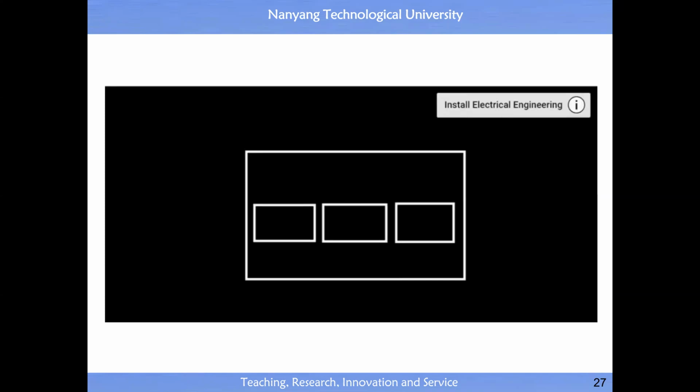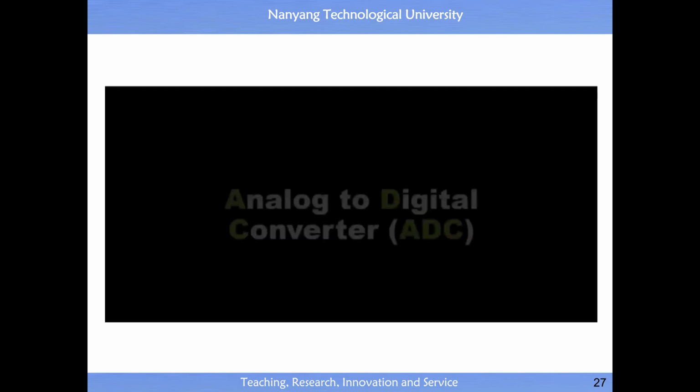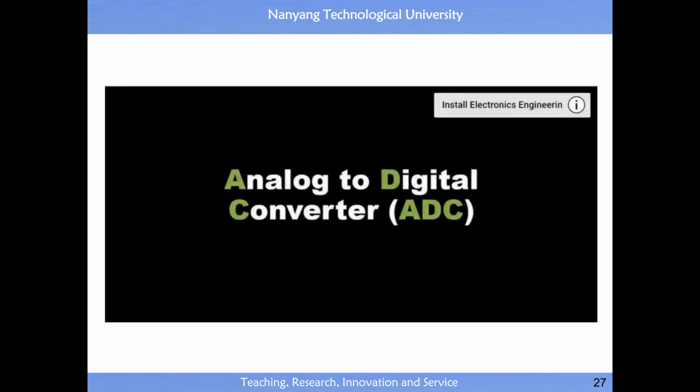An analog to digital converter, ADC, is a device whose input is in analog form and output is in digital form. The process involves sampling, then quantization, and third, binary encoding.